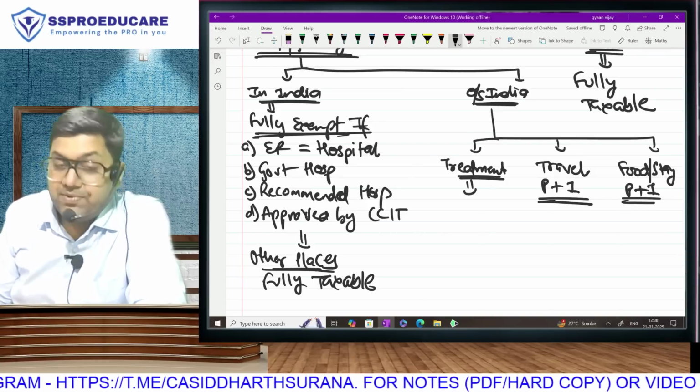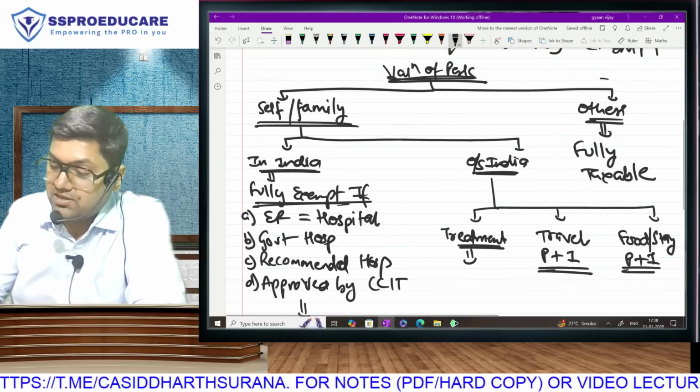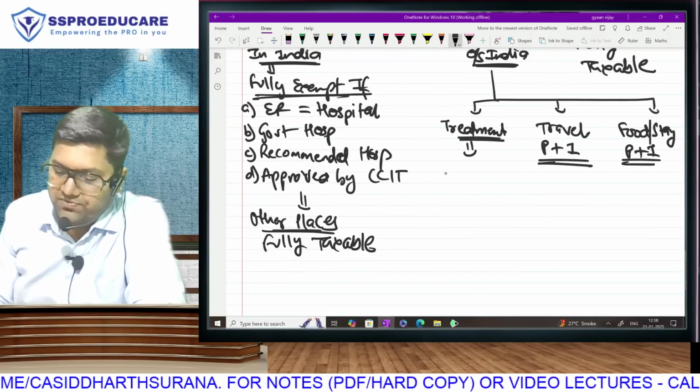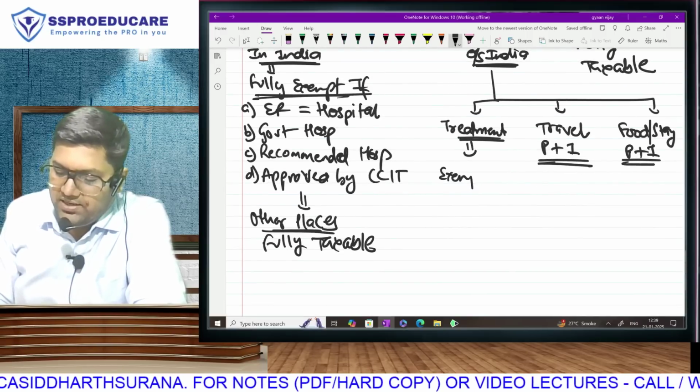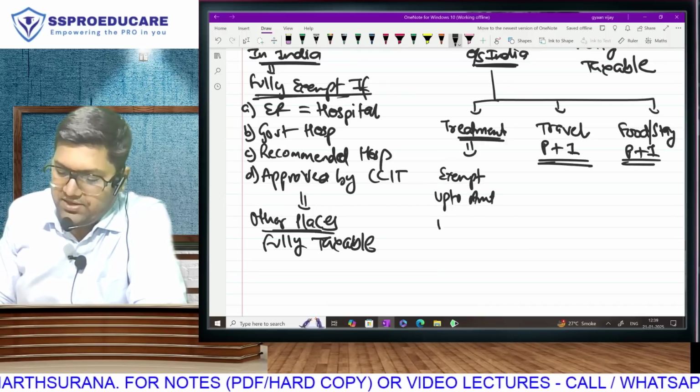Here, the patient has to be within the definition of family. Don't forget that. If it is a non-family member, the chapter is over long ago. It is going to be fully taxable. In case of treatment, you will get an amount which is exempt up to the amount permitted by RBI.